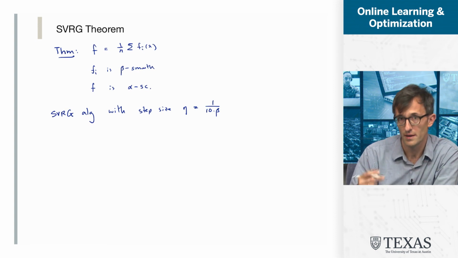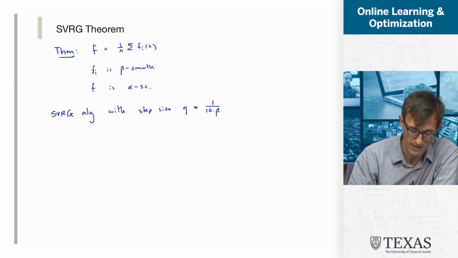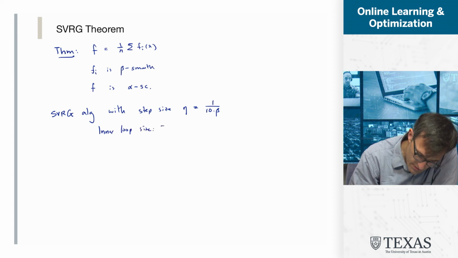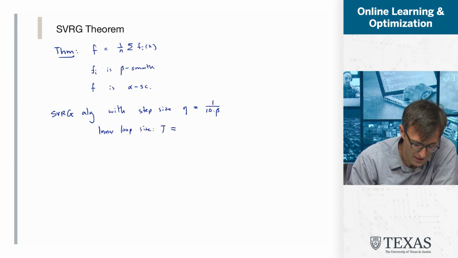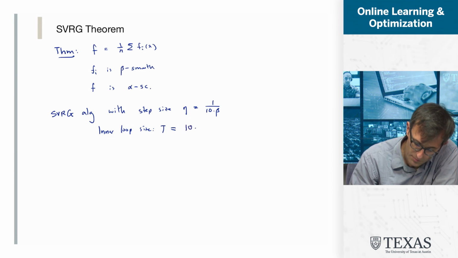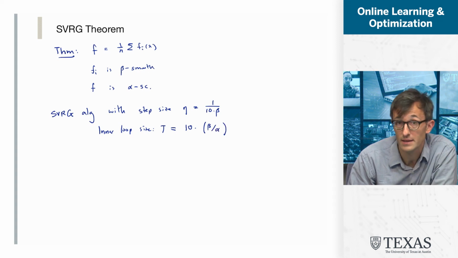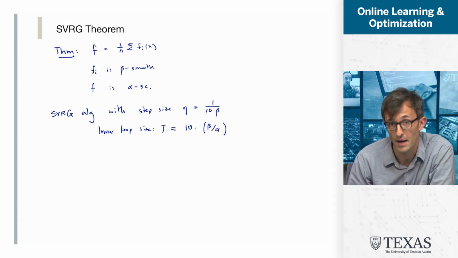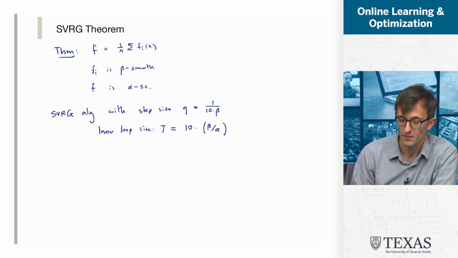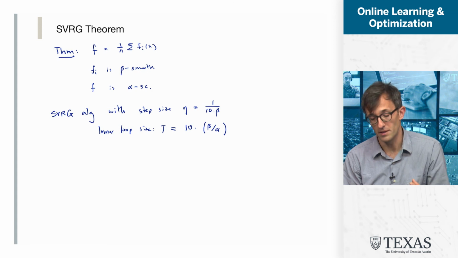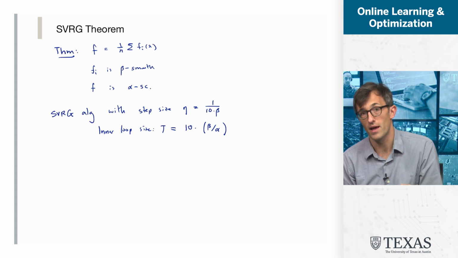iterations of the inner loop, this is the second parameter that we need to specify SVRG. Inner loop size, t, is what we called it when I specified the algorithm, is going to be some multiple, again, the multiple is not so important, times beta divided by alpha. This is the condition number, the smoothness divided by the strong convexity. The closer this is to 1, we know the better our life will be. Remember that this also appeared in our analysis of gradient descent.